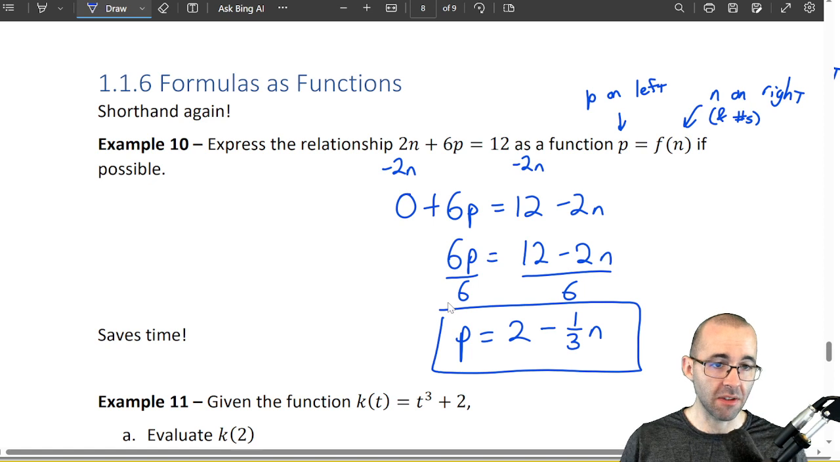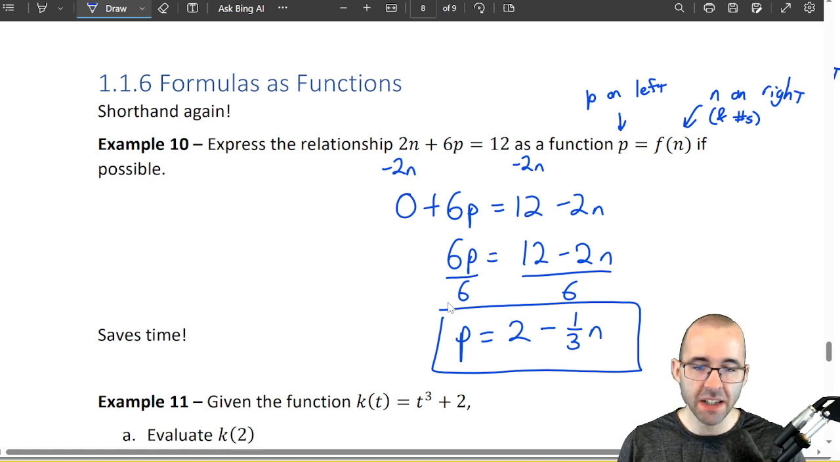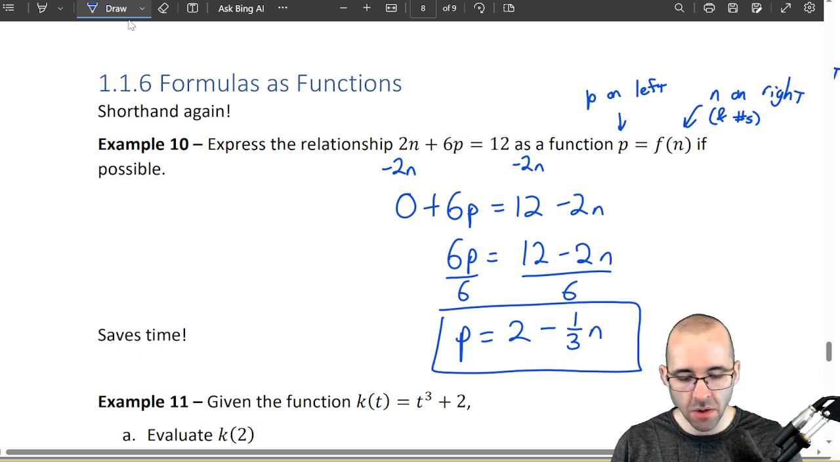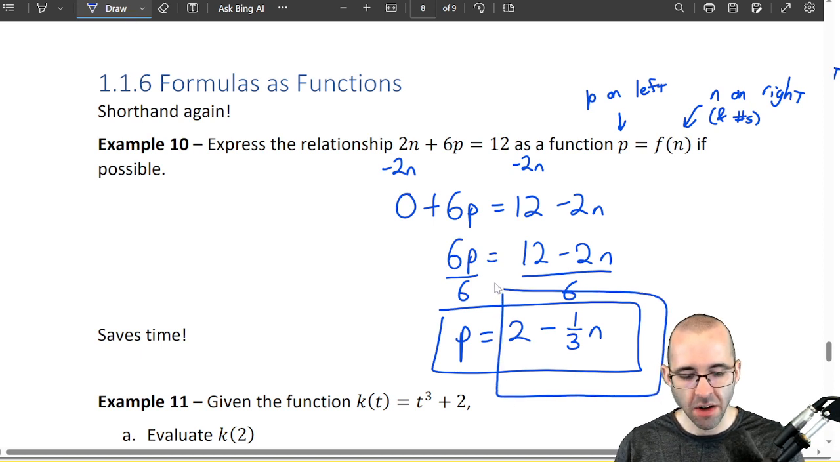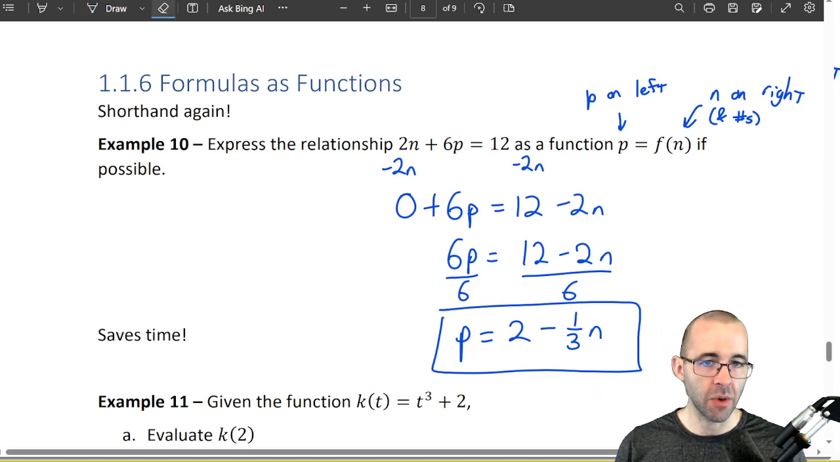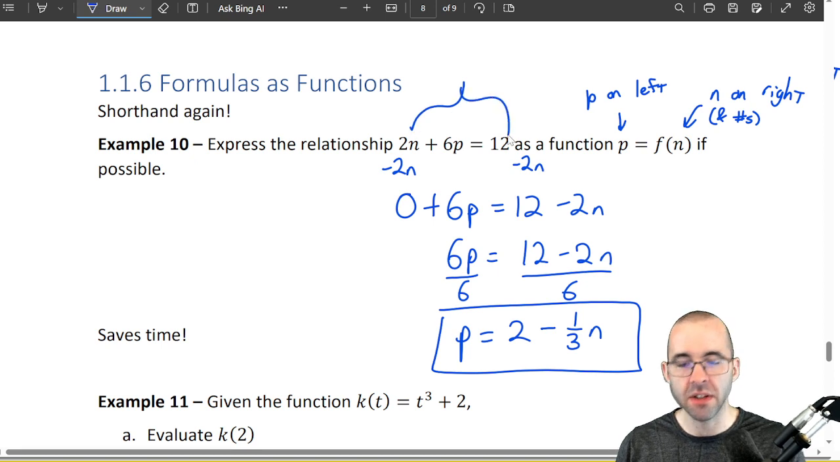So now we have P written as a function of n, which means that if I give you an n, all you have to do is replace all the n's on the right-hand side and simplify, and we'll find out what P has to be. As opposed to this formulation, where if I gave you an n, and I wanted to know what P had to be, you'd have to solve the equation again. Plug in, simplify, and solve. But now we just did it all at once.